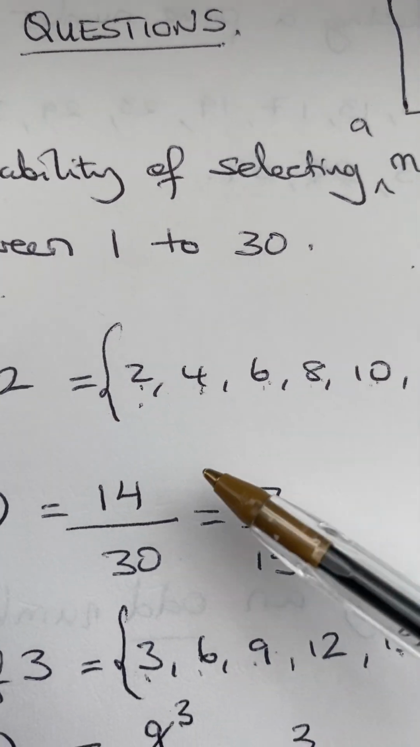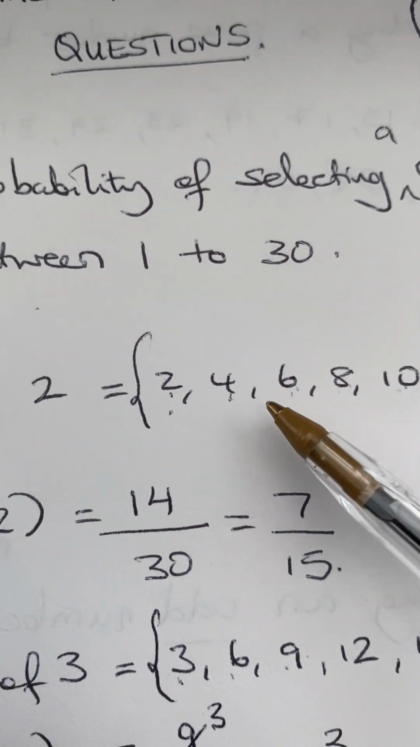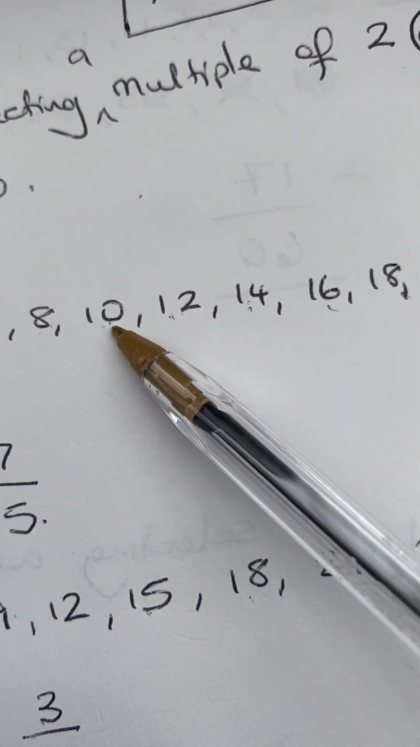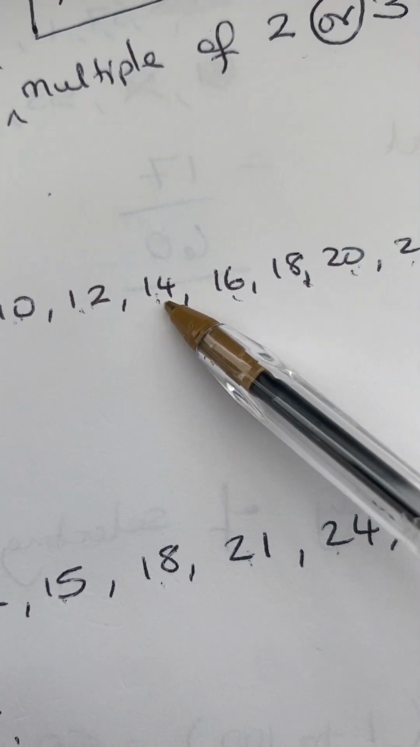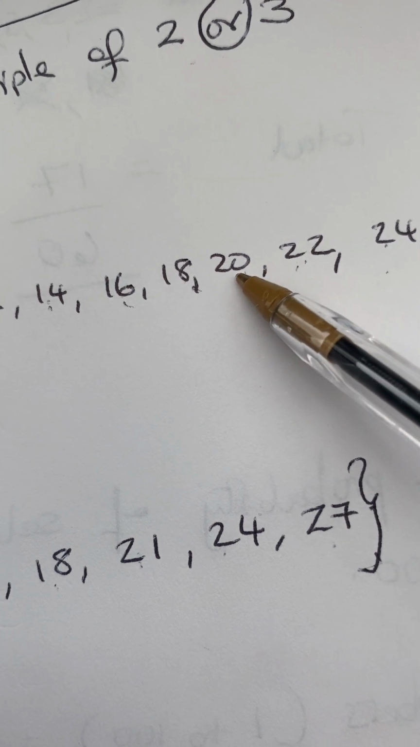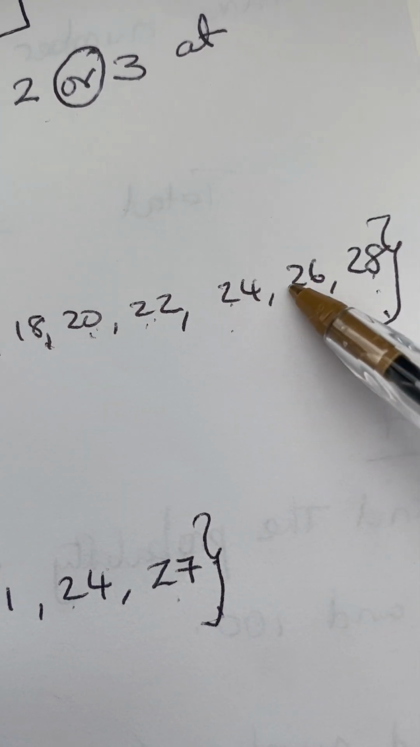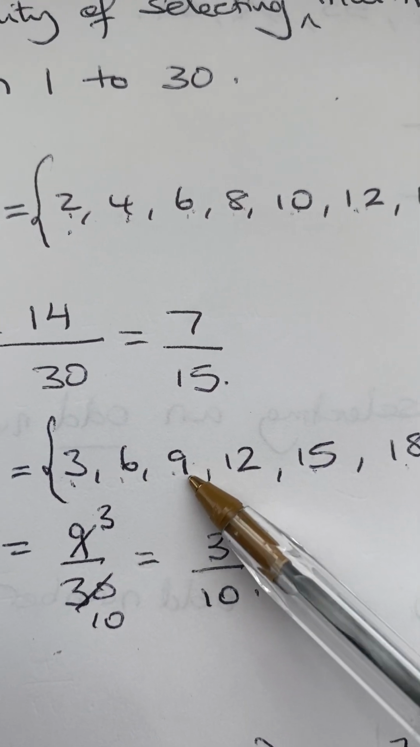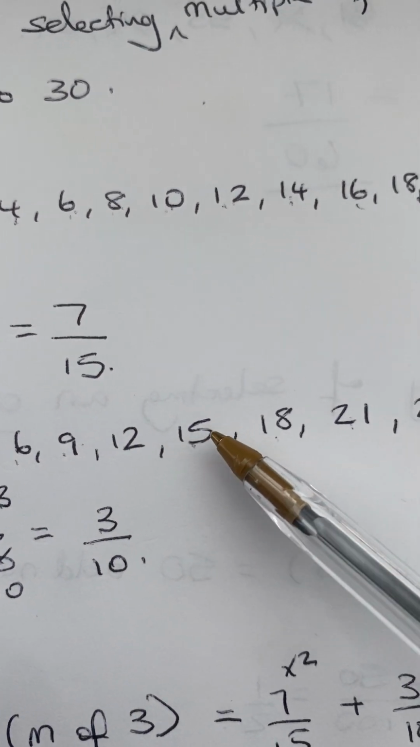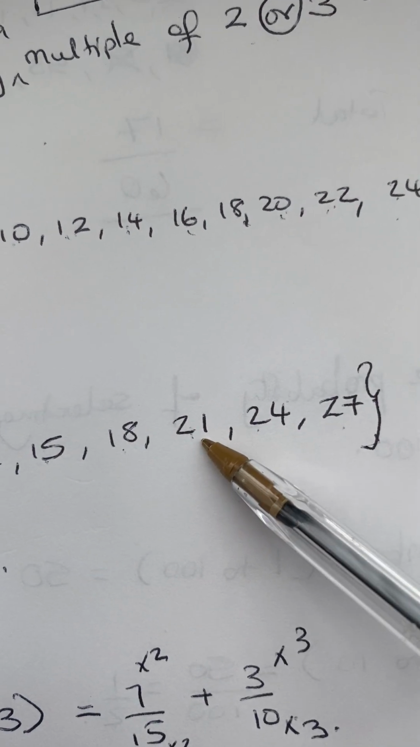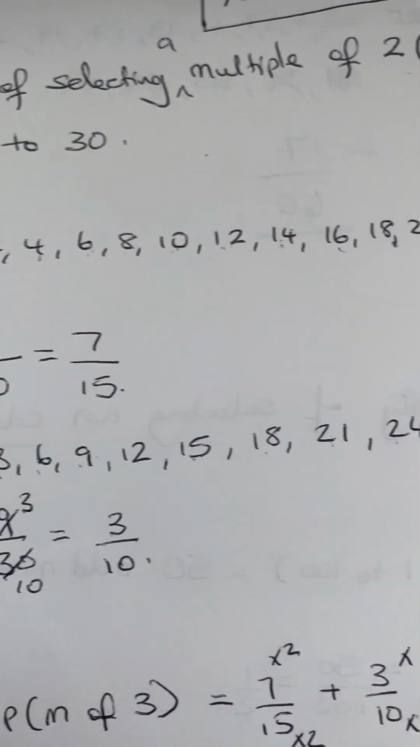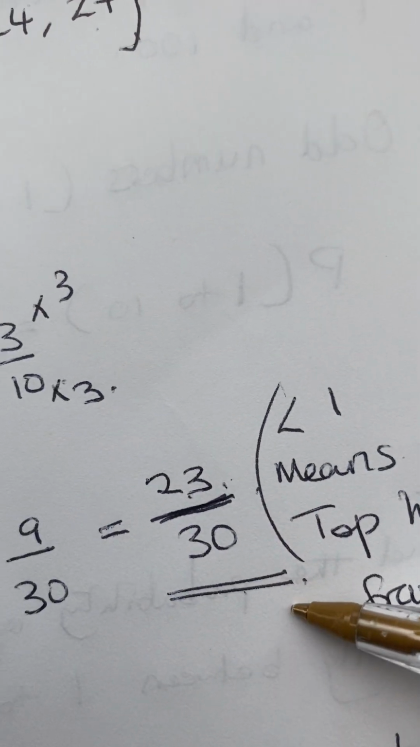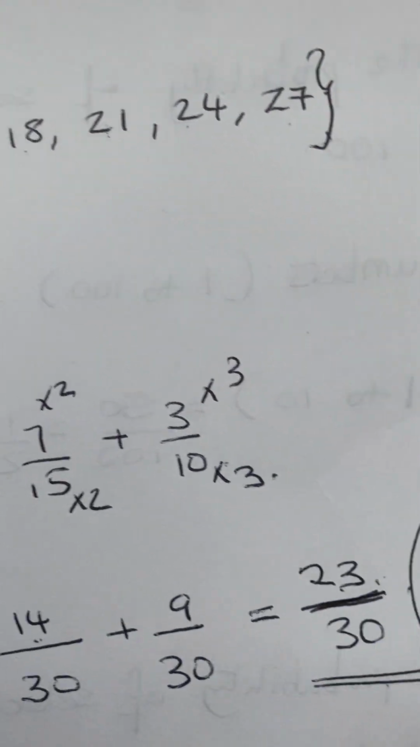So we just count all. So if we count all, it's 1, 2, 3, 4, 5, 6, 7, 8, 9, 10, 11, 12, 13, 14, 15, 16, 17, 18, 19, 20, 21, 22, 23. So here we have 23 out of 30. That will be our answer.